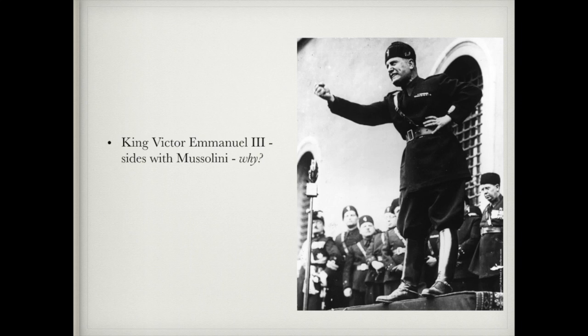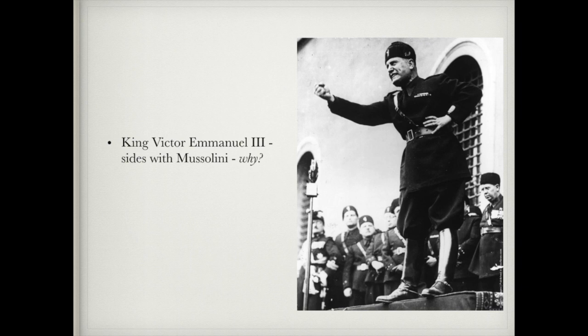Victor Emmanuel III will side with Mussolini. He'll be on his side. Why does Victor Emmanuel do this and not try and crush this uprising? Well, basically, Victor Emmanuel kind of sees the writing on the wall and knows that he's better to be on Mussolini's side than be against him.